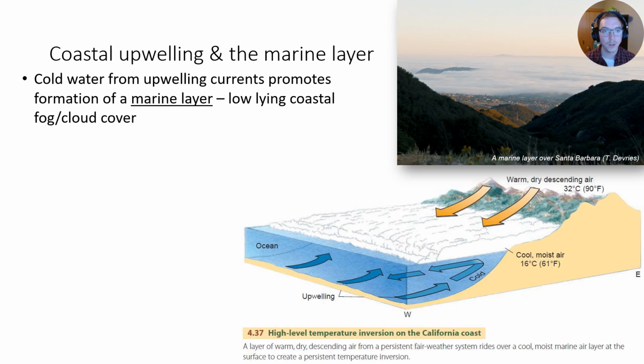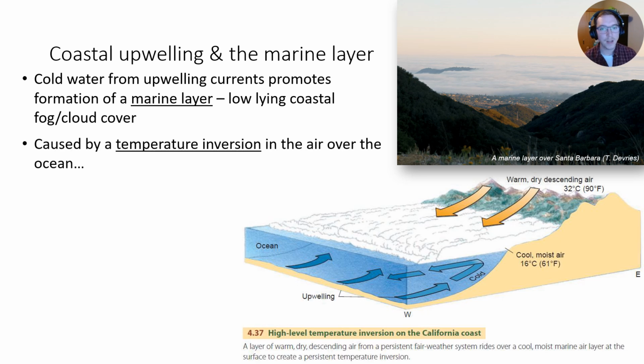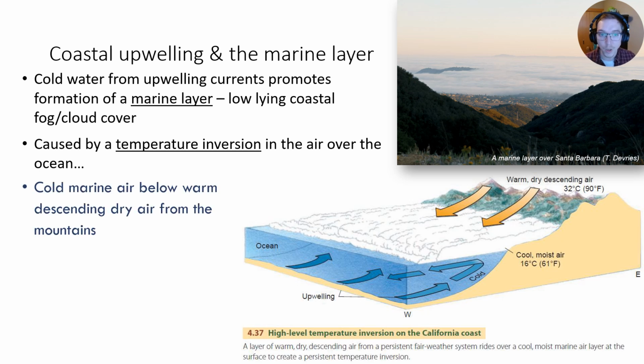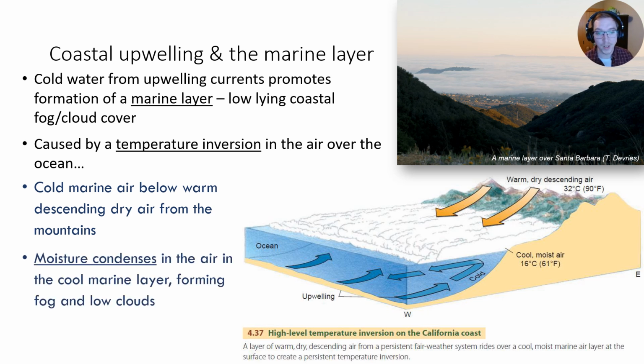And it also leads to something called the marine layer. So cold water from upwelling currents promotes the formation of a marine layer. We talked about this in the diabatic processes of the fog generation lecture a good little while back, where you basically have the formation of what we call a marine layer, this low-lying coastal fog or cloud cover region. It's basically caused by a temperature inversion in the air over the water. We've got a temperature difference, these two different air masses meeting, condensing, and leading to the generation of this near-surface fog: the cold marine air below warm descending dry air from the mountains. So moisture condenses in the air into this cool marine layer, forming fog and low-lying clouds.